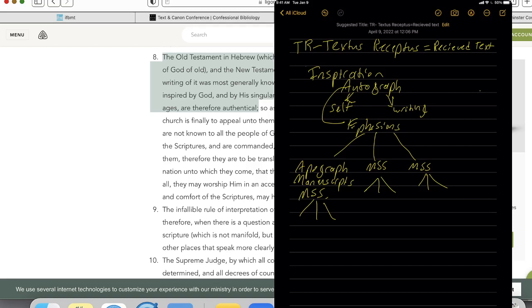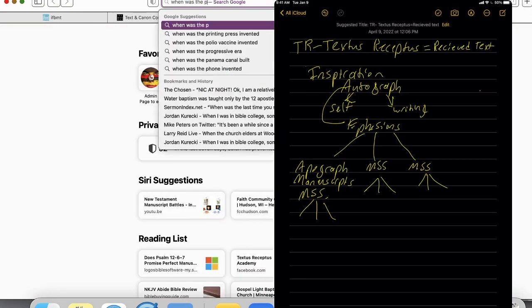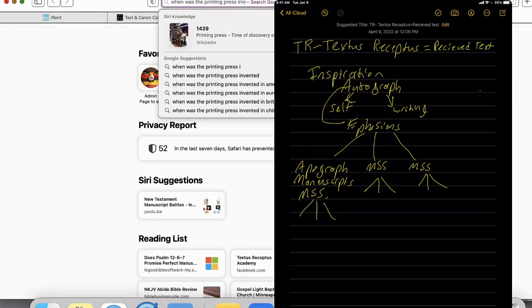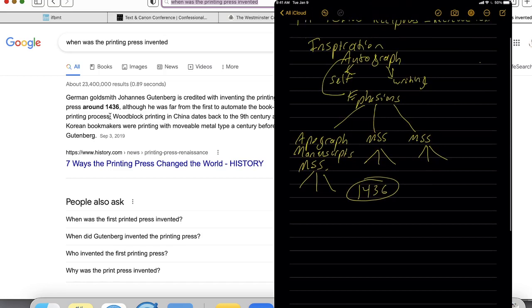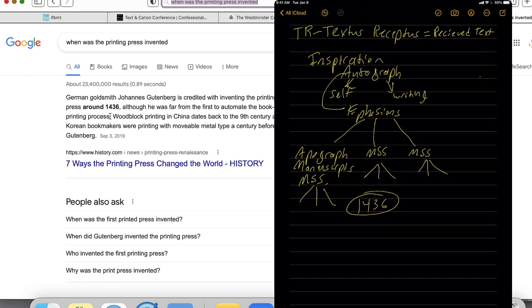Until you fast forward to, say, the printing press. Let's just Google here and see when the printing press was invented. Okay, so the printing press, as you can see, was invented around 1436. So from the time the Bible was written until 1436, all you had was manuscripts, and of course you would have ancient translations.